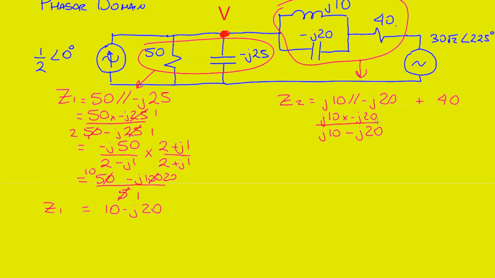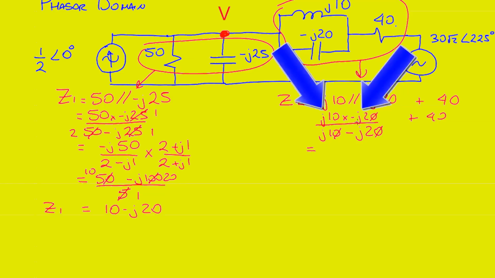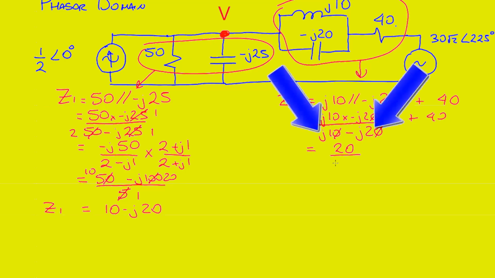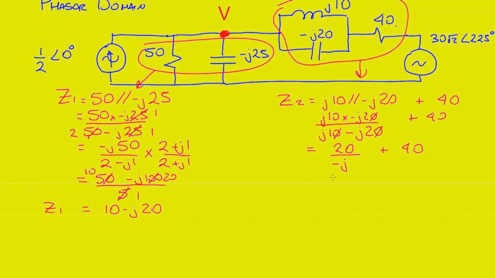j20. I can take 10 out of the numerator and out of each term in the denominator, and that will leave me with j times minus j, which is 1, and 10 times 2 gives me 20, and in the denominator I'll have j1 minus j2, or simply minus j, plus our 40 ohms. I can rewrite that as Z2 now will be equal to 40 plus j20.